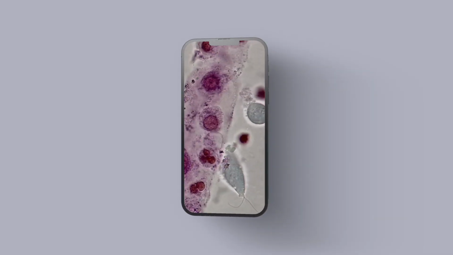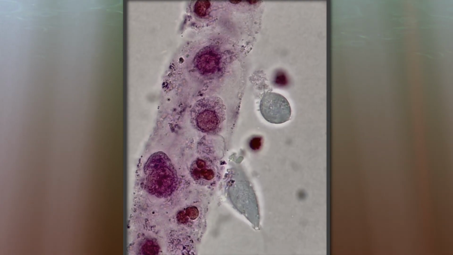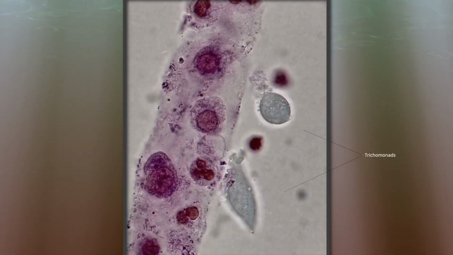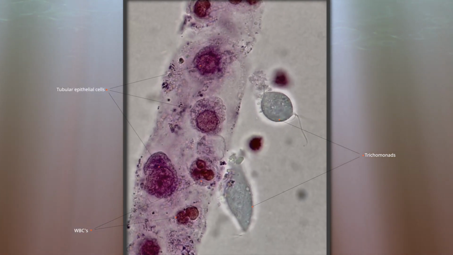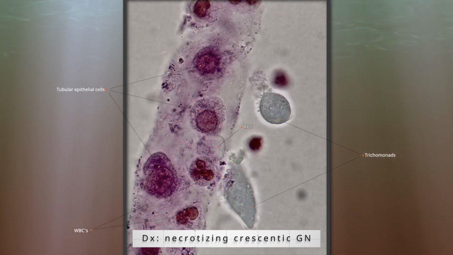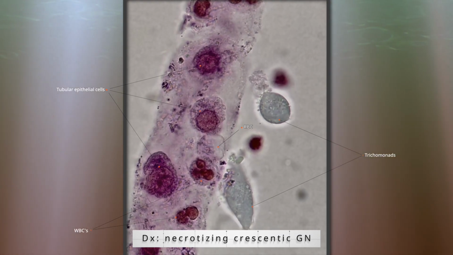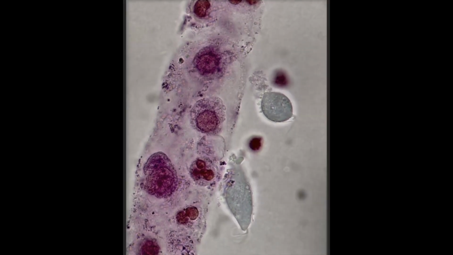Here in another image, we see a very good example of a mixed cellular cast with tubular epithelial cells, white blood cells, and a red blood cell in addition to two trichomonads. The presence of white blood cells, tubular cells, and red cells suggests that this is an inflammatory or proliferative GN with tubular injury. Here, a diagnosis of necrotizing crescentic GN.